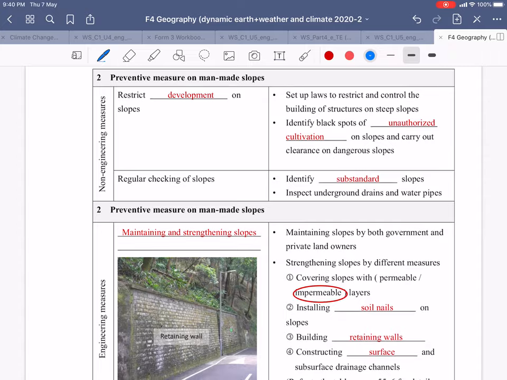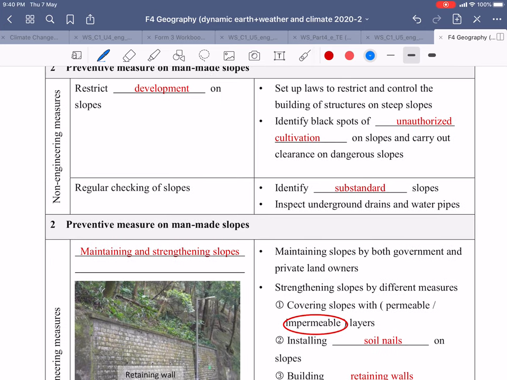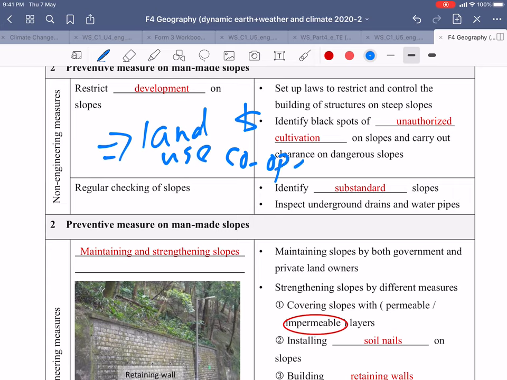How about this, restricting development on the slope, okay? This too is also generally just like the land use planning, okay? You have to talk about the money problem, you have to talk about the cooperation problem, as well as the time problem, okay? Regular checking also, widespread cooperation with the residents, and also time is needed, okay?